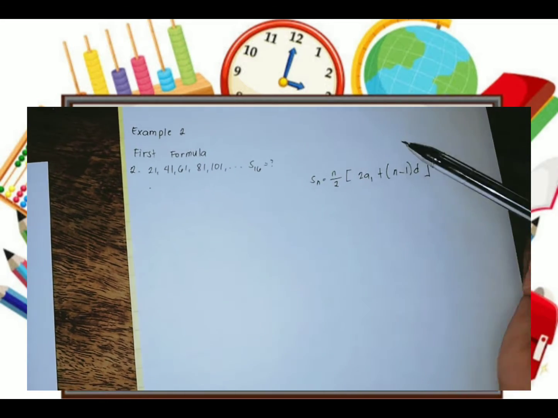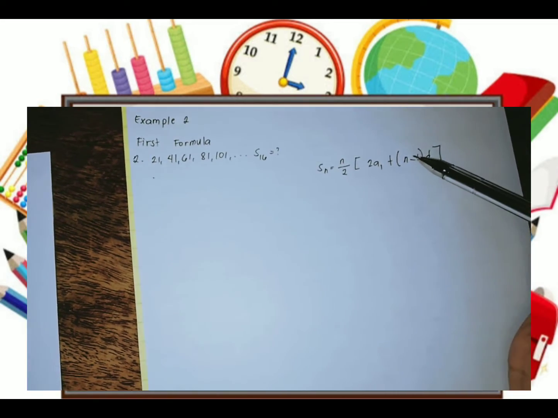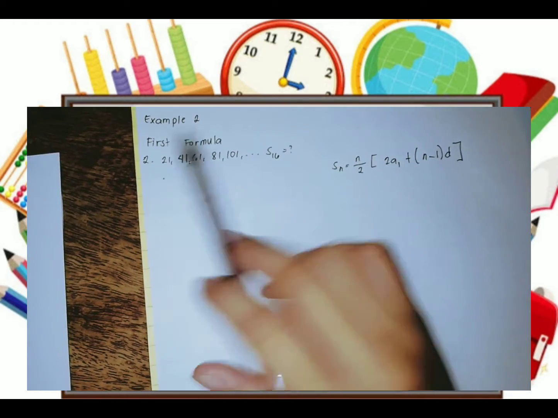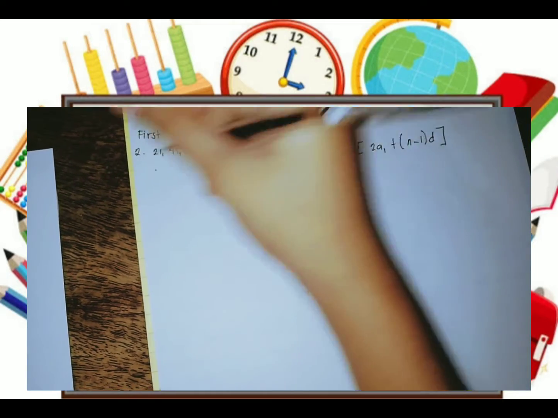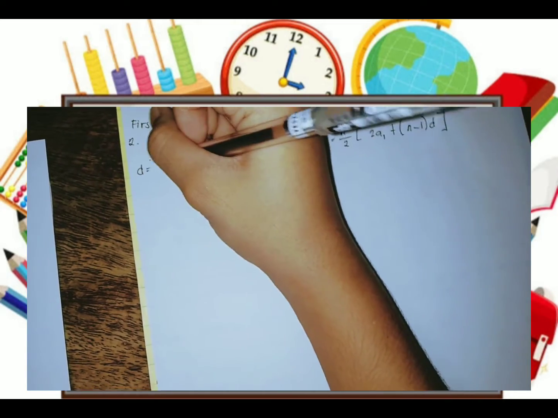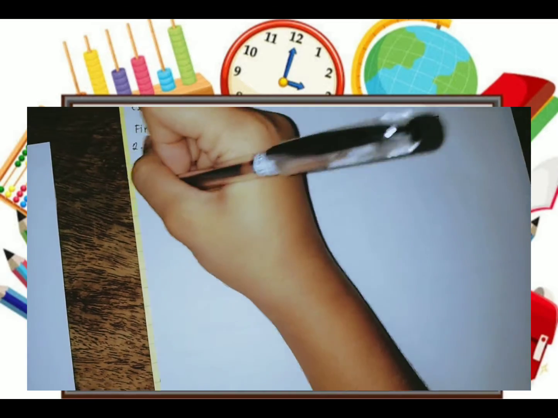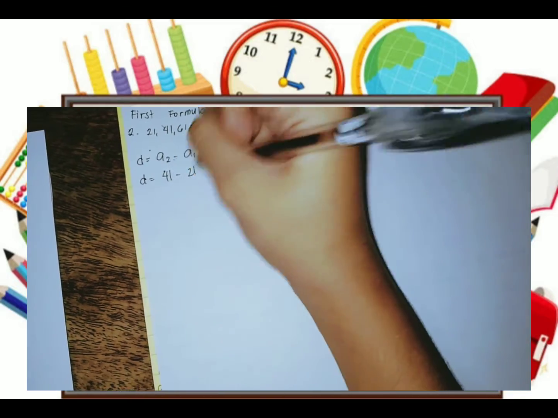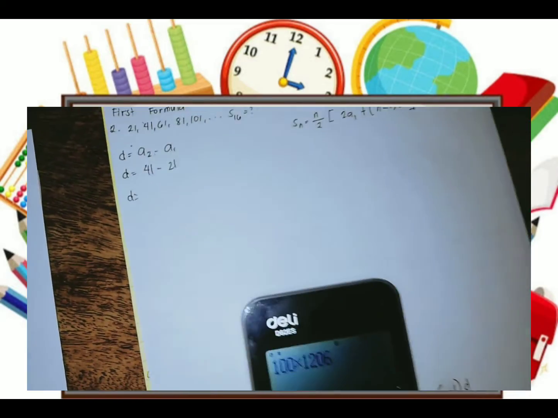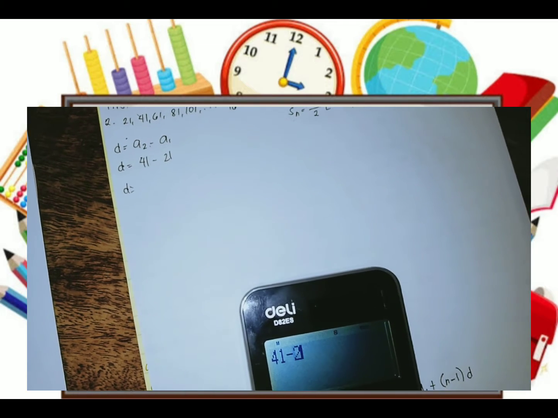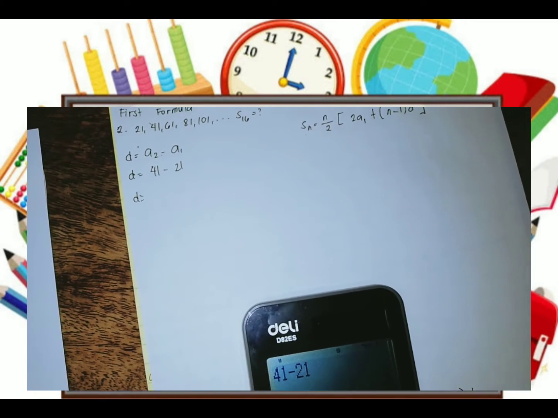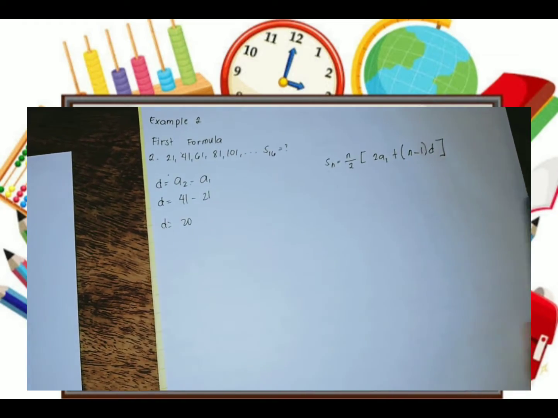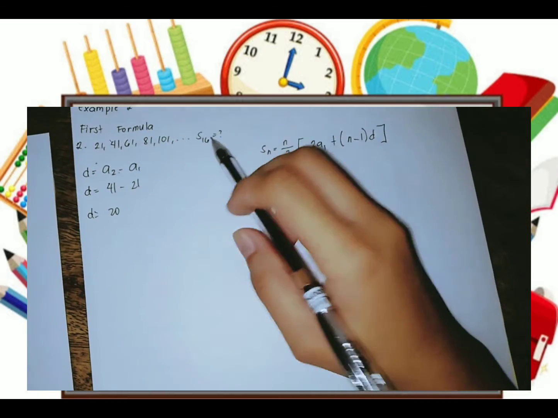But first, before we use this formula, we are going to find first the common difference of this given arithmetic series. So d is equal to a sub 2 minus a sub 1. Our a sub 2 is 41 minus our a sub 1, which is 21. So 41 minus 21 is equal to 20. So our common difference is 20.